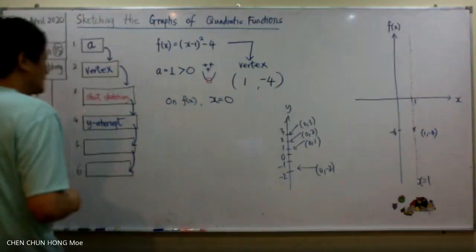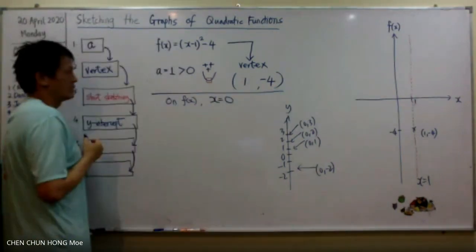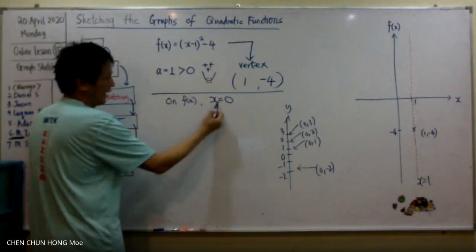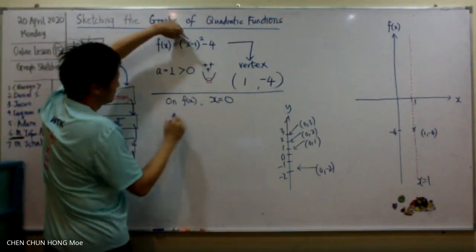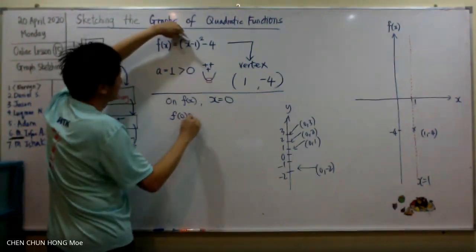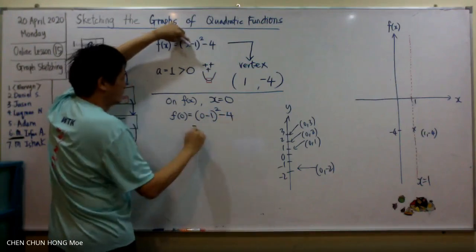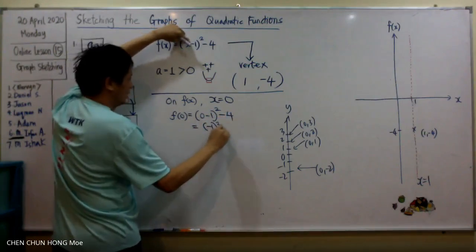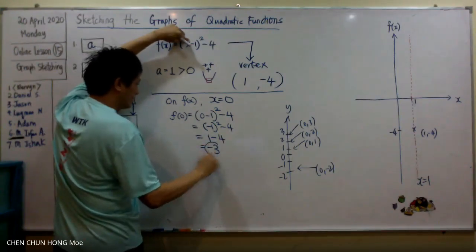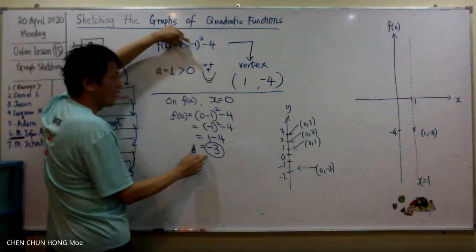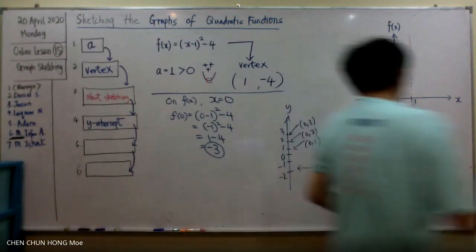So remember this concept. This is very important. I will draw a line so that you don't get mixed up. On the y-axis, x is always 0. So when x is 0, imagine x is 0 here. You put 0 here, right? You get -1 squared minus 4, which is 1 minus 4, I get -3. So this is actually the y-intercept.